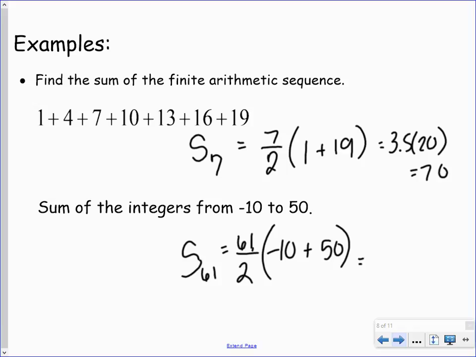Can we use calculators on our test? Yeah, you could. I don't need to. 30 times 40 is 1200, and then 0.5 times 40 is 20, so that would be 1220.